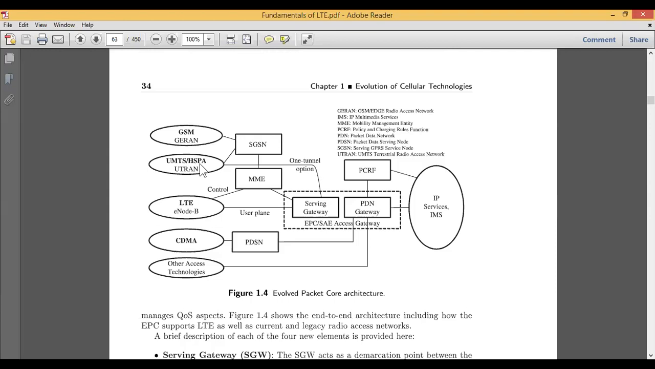Okay, UMTS or HSPA is nothing but high speed packet access, and it belongs to UTRAN. UTRAN is nothing but U belongs to UMTS, and TRAN is terrestrial radio access network. You can see here LTE, which is eNode B. So these two are connected to SGSN.